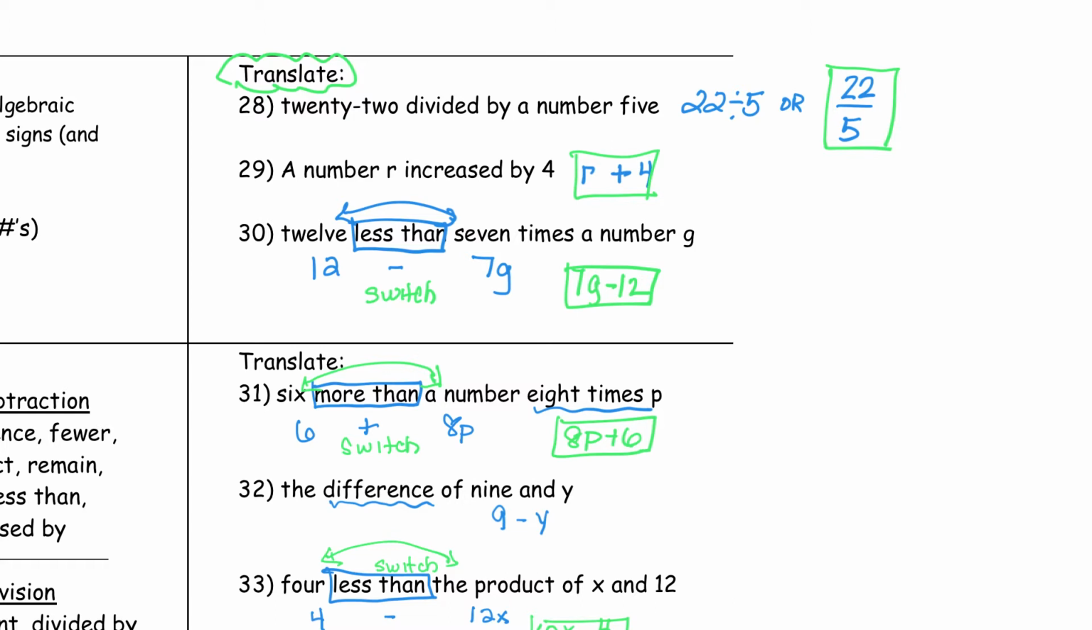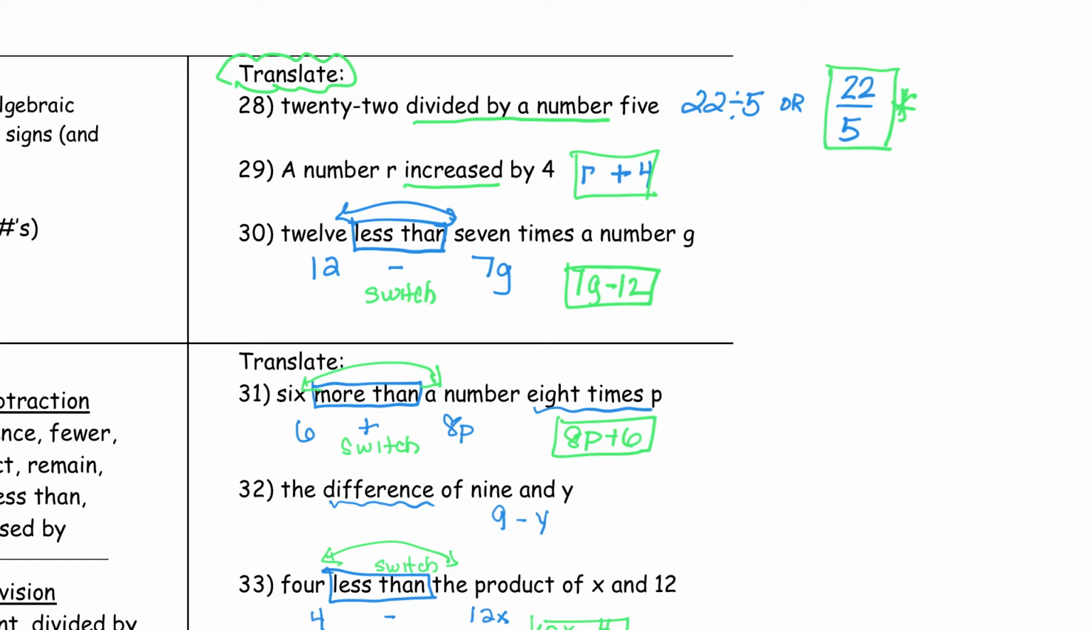Number 28, 22 divided by a number 5. Divided by obviously is a division word, so it's 22 divided by 5, or if you look here, this is the 7th grade way to do it because now we're going to use the fraction bar. Remember, fractions mean division. 29, a number r increased by 4. Increased by is an addition word, so it's r plus 4.